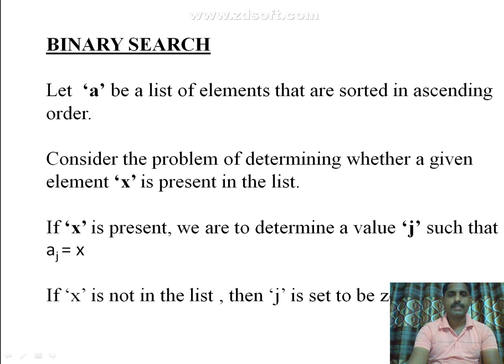Then let's go for binary search. Binary search is a search method to determine whether a given element is present in a list or not. Let a be a list of elements sorted in ascending order. Consider the problem of determining whether a given element x is present in the list. If x is present, we determine a value j such that a[j] = x. If x is not in the list, then j is said to be 0.